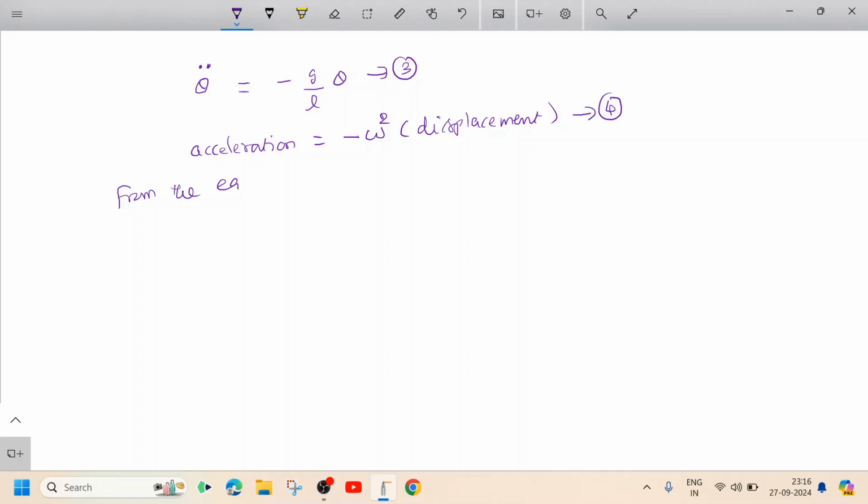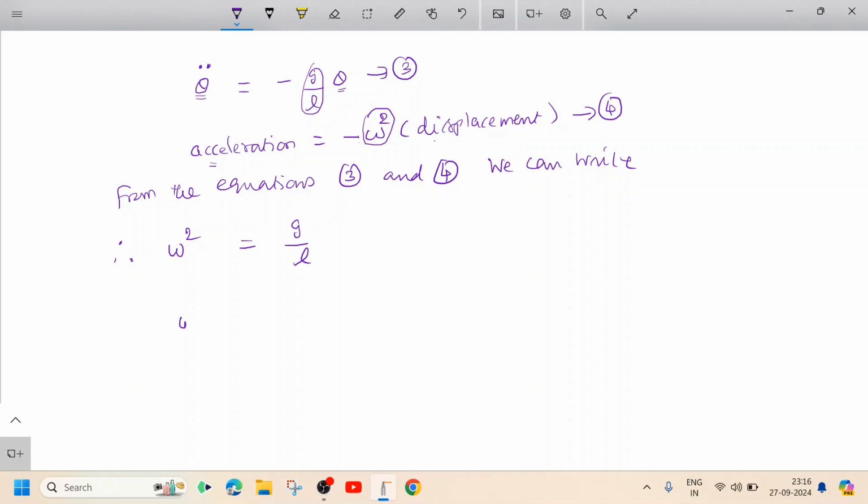From equations 3 and 4, we can write, theta double dot is our acceleration. Left hand side of equation 4 is also acceleration. Right hand side is minus g by L into theta in equation 3. Here theta is the displacement. In equation 4, the right hand side is minus omega square into displacement. Therefore, this term g by L is omega square. Omega square equal to g by L. Then omega equal to root of g by L.